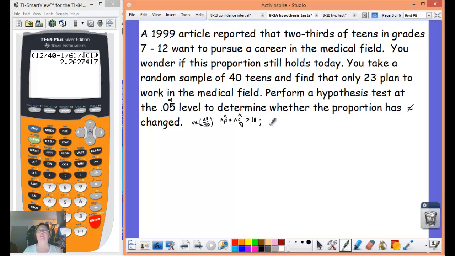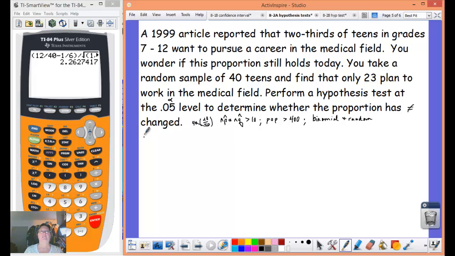The next thing would be the population criteria, and the population of teens in the United States, or even in our school, is definitely greater than 400, 10 times 40, so that's okay. The last criteria is that you were binomial trials and randomly selected people. We are binomial. They either do want a career here or they don't, so we are binomial and random. Okay, those are the three criteria that we must check.